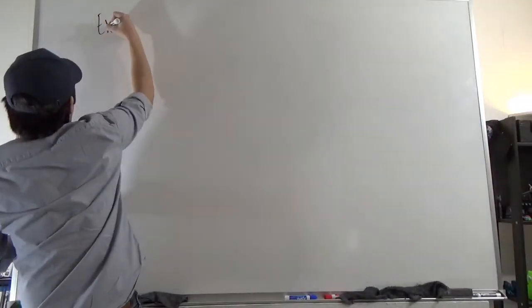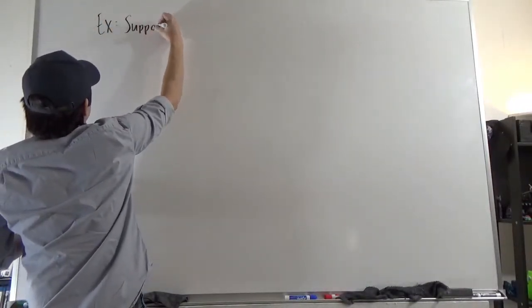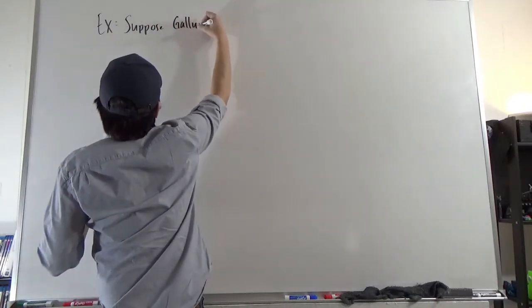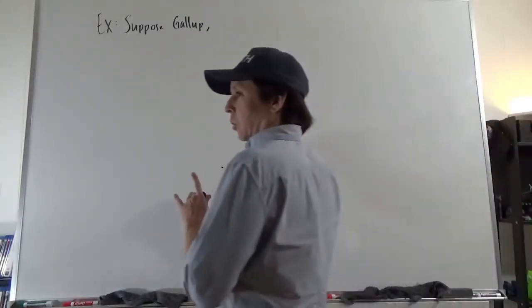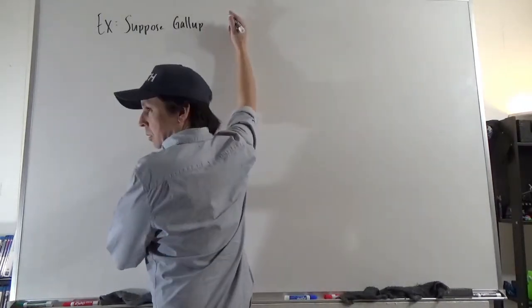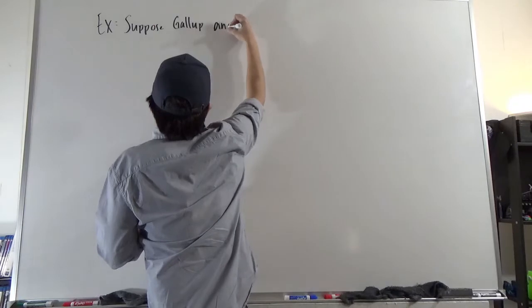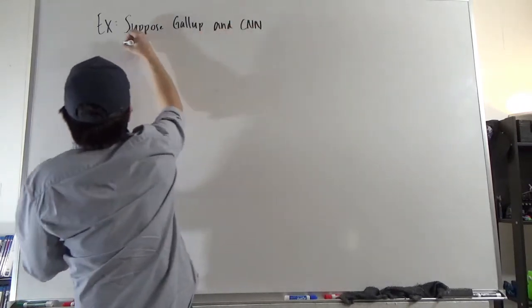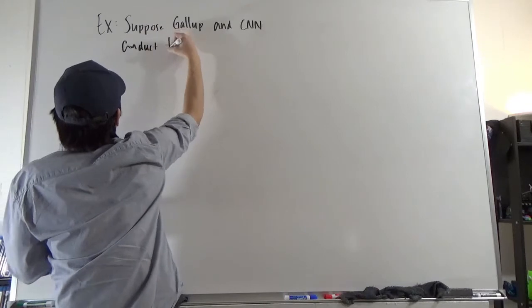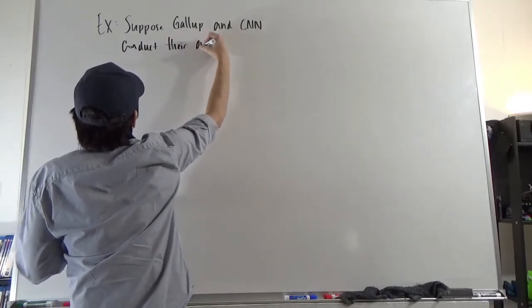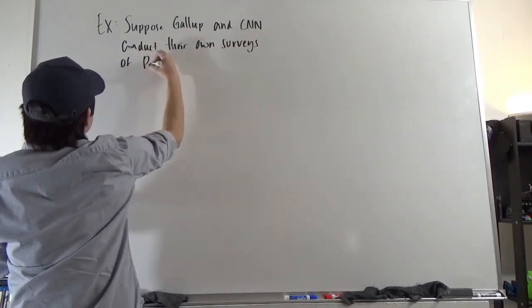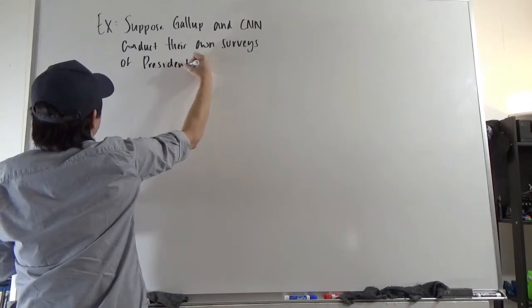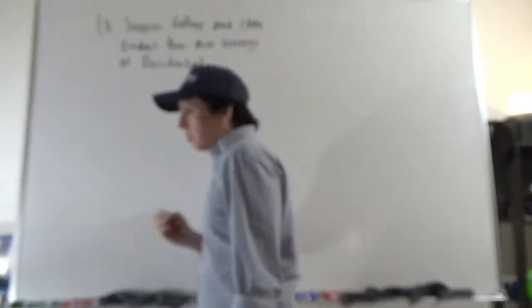Okay, sort of a follow-up to that. Suppose, so Pew is one polling agency that's very popular or well known. Gallup is another one. CNN, the news network, does their own sometimes. So suppose Gallup and CNN conduct their own surveys of presidential approval, meaning the proportion of registered voters who approve of the job the president is doing.